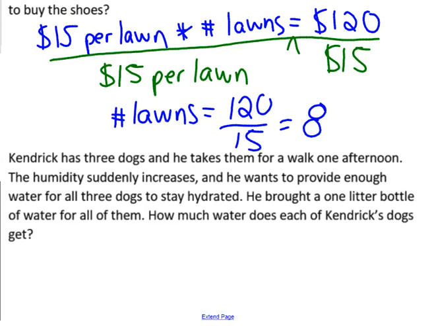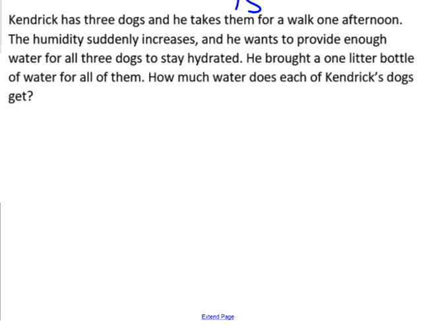All right, we have another example. So now this example is going to focus on, okay, is the division closed with respect to whole numbers? So let's read the problem. It says, Kendrick has 3 dogs and he takes them for a walk one afternoon. The humidity suddenly increases and he wants to provide enough water for all 3 dogs to stay hydrated. He brought a 1-liter bottle of water for all of them. How much water does each of Kendrick's dogs get?